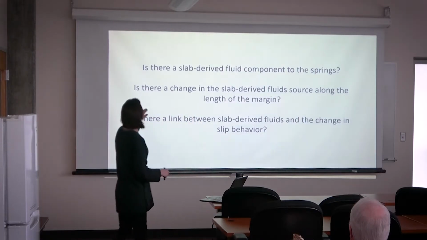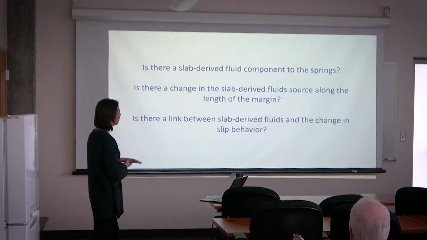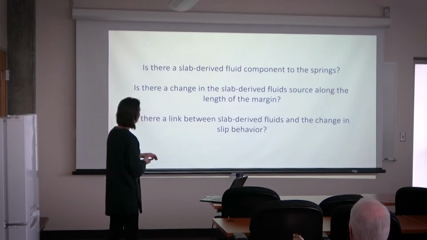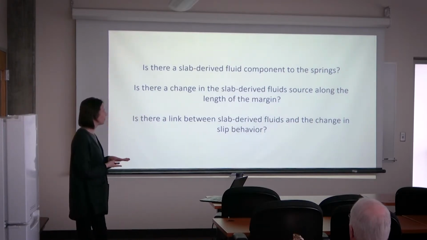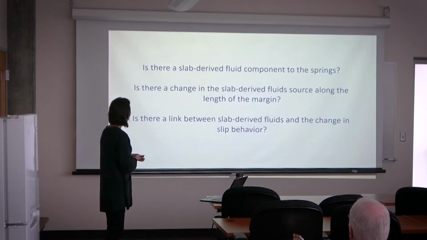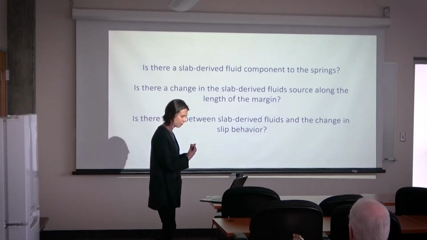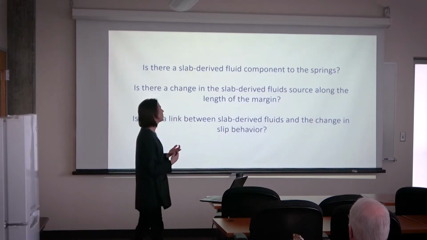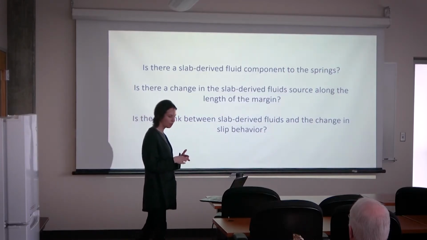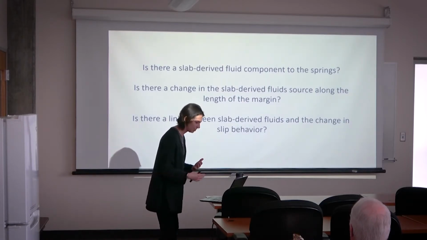So the question is, is there a slab-derived fluid component to these forearc springs? Is there a change in the slab-derived fluid source along the length of the margin? And is there a link between the slab-derived fluids and this change in slip behavior that we see from north to south? In order to do that, I'm going to look at the cation and the anion chemistry, particularly focusing on the halogens, but also lithium and boron and their isotopic compositions.